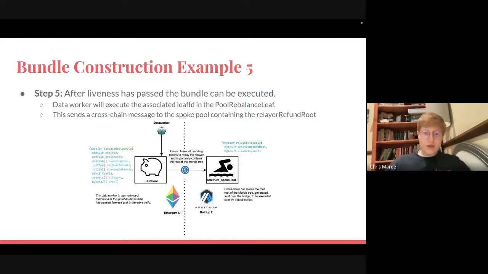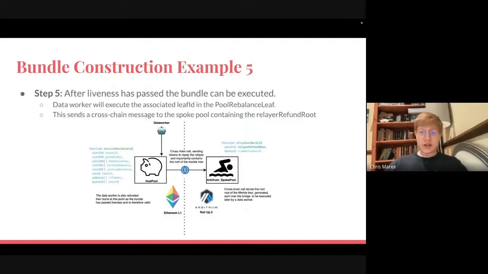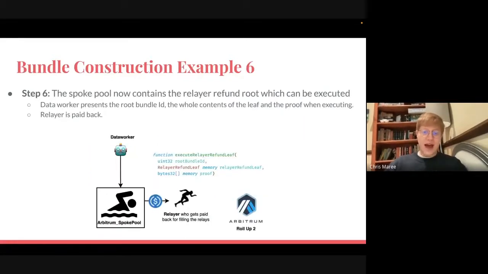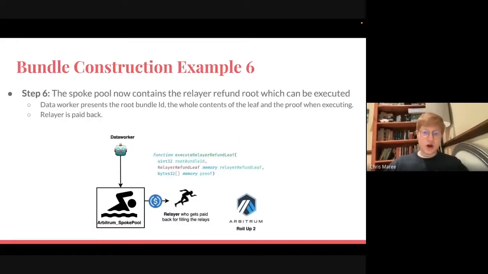We send it over the bridge, and we send the message to relay root bundle, which is the function in the spoke pool, which actually adds to the spoke pool a specific relayer refund route and a specific slow relay route. So these data structures are what is actually in the proposal phase here, what is encoded or enqueued into the Arbitrum or whatever the chain's spoke pool, that can be executed later down the line. Okay, so now the spoke pool has the roots of these Merkle trees. We can now do the execution of the leaves.